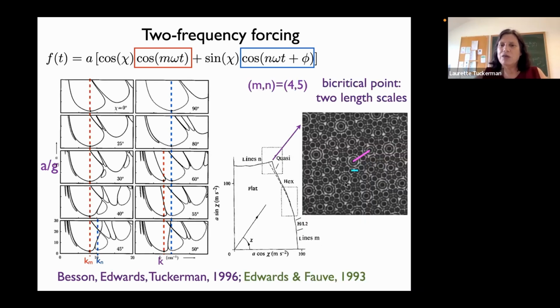But I will tell you that in a pattern like this, you see these spatial wave numbers here. This is the distance between two big guys, and this is the distance between two small guys. And those are the K. 2 pi over this gives you the Km, and 2 pi over this gives you the Kn, and so that's what you're seeing.